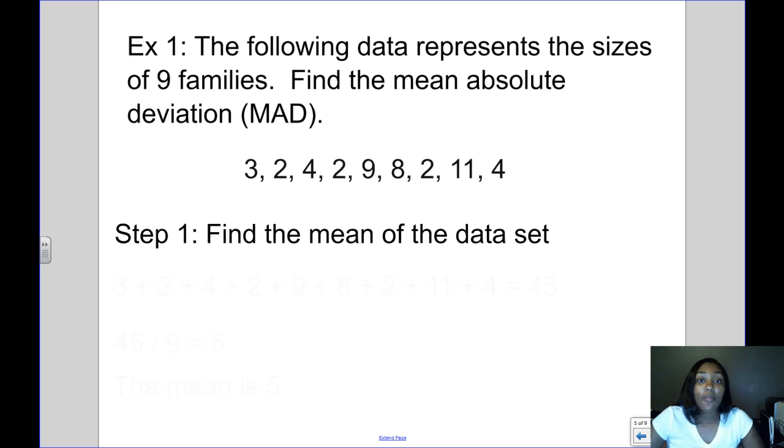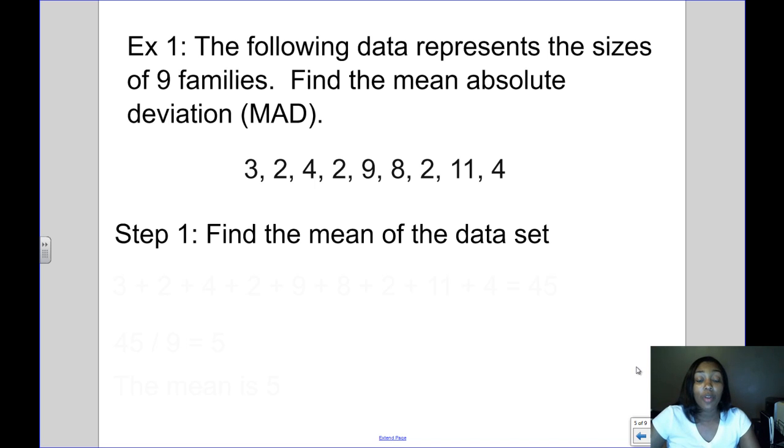So example 1: the following data represents the sizes of 9 different families. Find the mean absolute deviation. So these are all the sizes of these different families. We have one family with 3 people, one with 2, one with 4, another with 2, one with 9, one with 8, one with 2, then we have one with 11, and then we have one with 4.